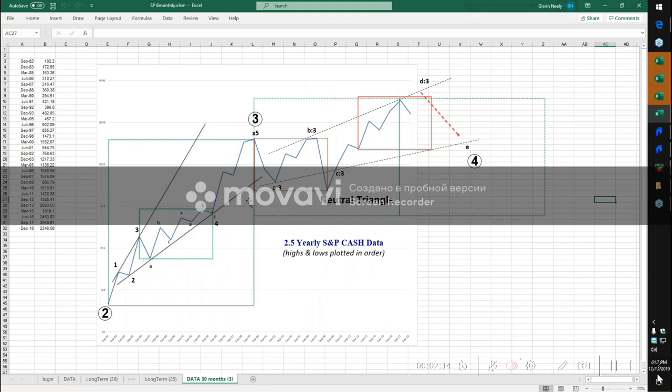So here's a very long-term S&P chart. It's a 2.5-year high-low chart, so it's just the highs and lows of every 2 years, plotted in the order they occurred in real time. So you can see this chart is very manageable. It's more than 13 mono waves, is less than 55.